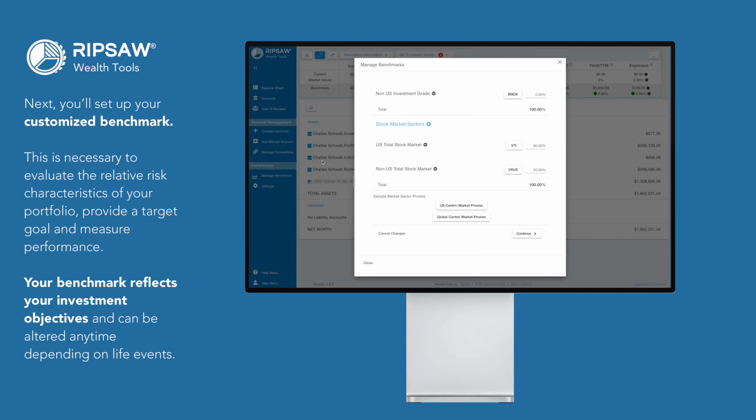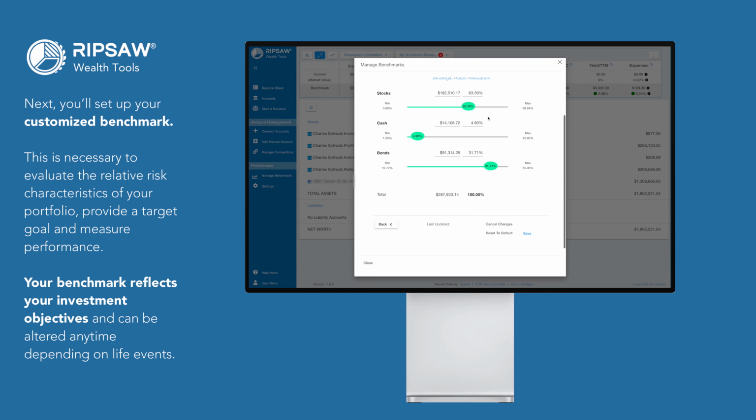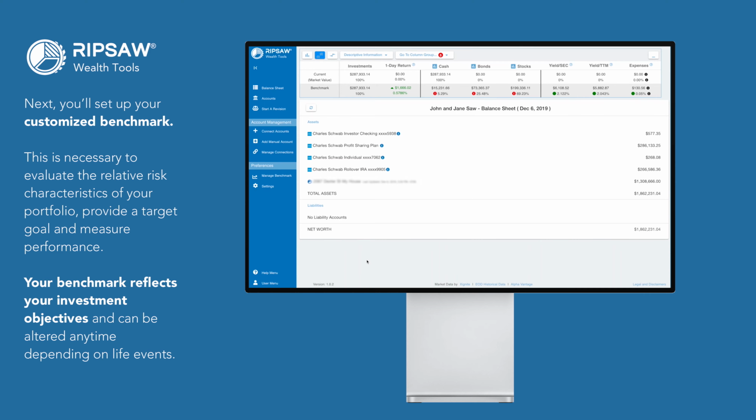Next, you'll set up your customized benchmark. This is necessary to evaluate the relative risk characteristics of your portfolio, provide a target goal, and measure performance. Your benchmark reflects your investment objectives and can be altered anytime depending on life events.